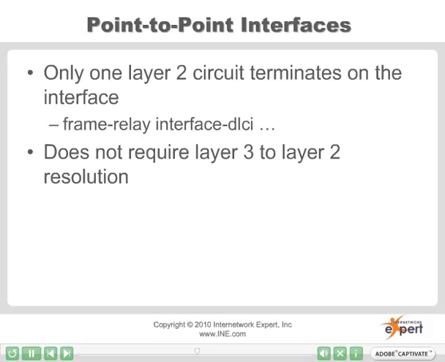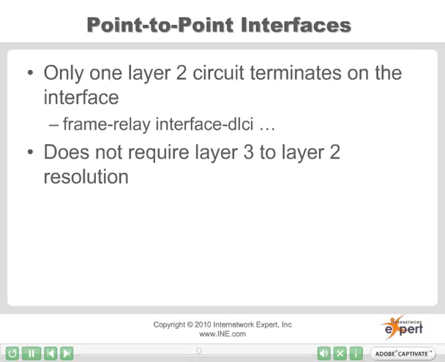So in a point-to-point environment, the way we create point-to-point interfaces is we have to create a subinterface. Enable frame relay on the parent interface. Make sure the parent interface is in a no-shut state, and then we simply say interface, for example, serial 0/0/0 dot and some number, and then we'd specify point-to-point.